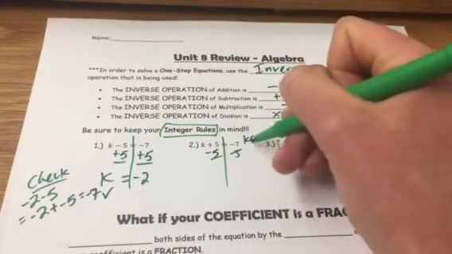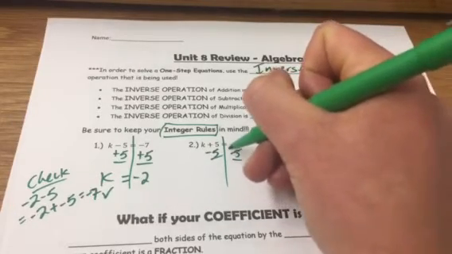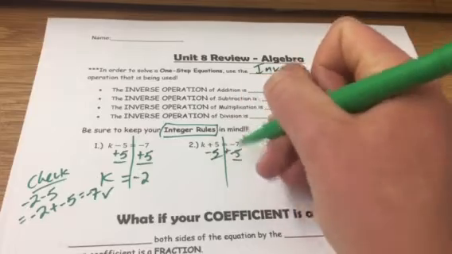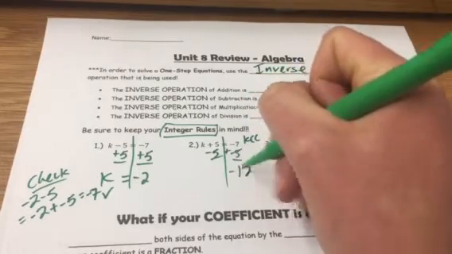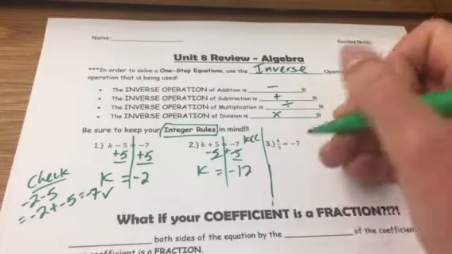Now we need to KCC here. You got to be really careful. That's negative 7 minus negative 5. So that's going to be the same thing as plus a negative. So that is negative 12 is equal to k. And again, you can check your work by plugging back in.